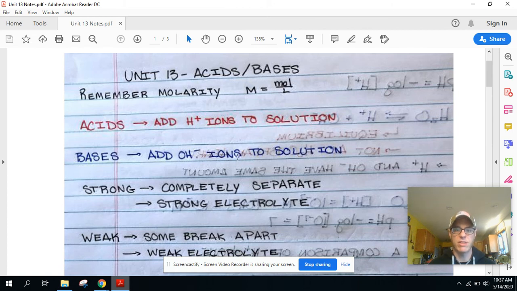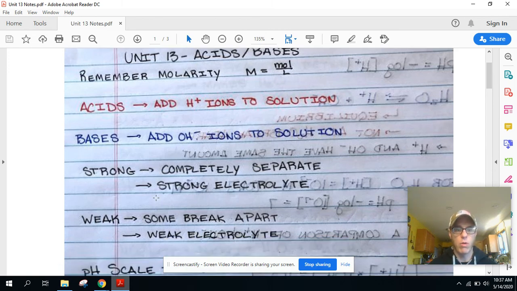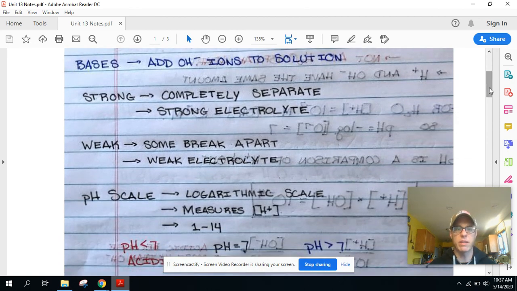Bases add OH- ions. This is why when we put an acid and a base together, we get water. The H+ bonds with the OH-, and you get H2O. Now, a strong acid is like a strong electrolyte; it completely breaks apart. Whereas a weak acid or a weak base doesn't fully break apart.